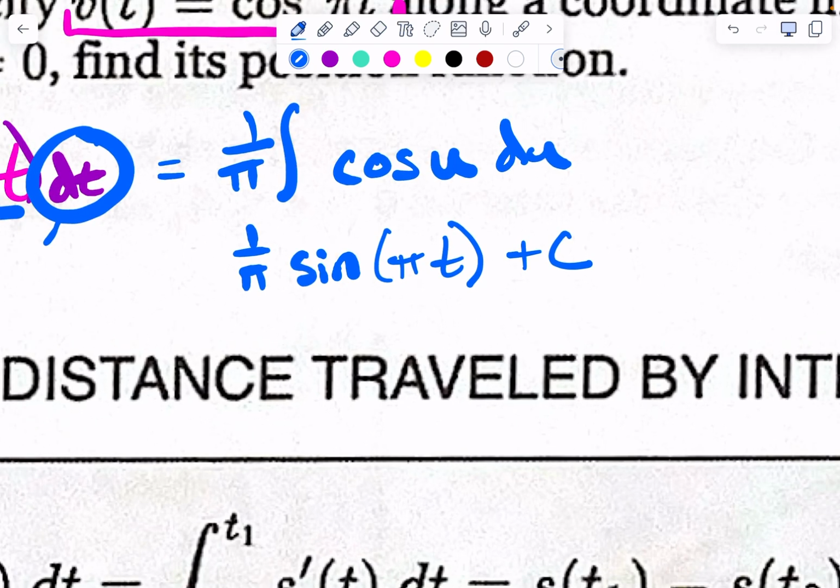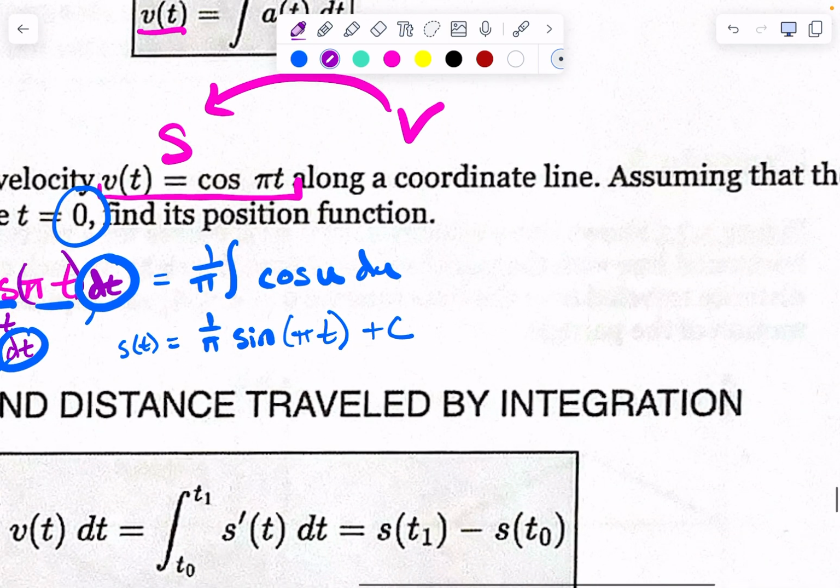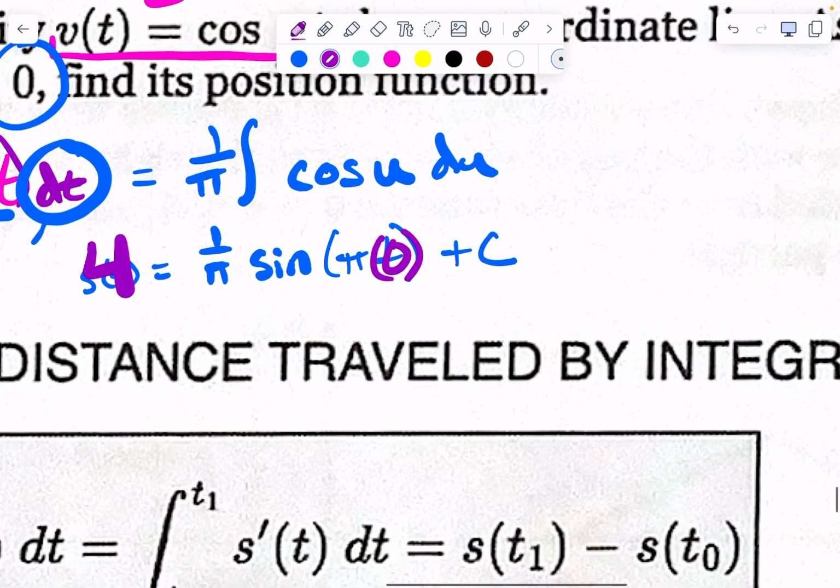Now we plug in. This is the position function, so s of t equals this. It says s is 4 at a time of 0. So I'm going to plug 4 in here and 0 in there, and that's going to help me solve for c. Pi times 0 is 0. What is sine of 0? Sine of 0 is the y-coordinate at 0, which is 0. So c is going to be 4.